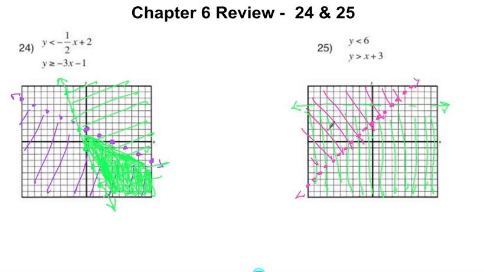And so if you'll notice where you see both colors, that's in this area right here. So I'm just going to shade that a little darker so you can see that that would be your solution set. It's not the entire graph. All the points in here make both of those true. Okay?